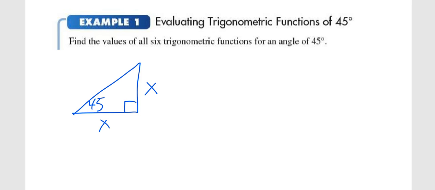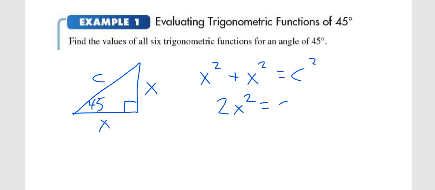You could do the Pythagorean Theorem, right? If you want to call this side C, we can do that. So we'd have x squared plus x squared equals c squared. And what is x squared plus x squared? 2x squared, right? If we count them up. Okay. Yeah, you did the multiplication thing. All right. Now what? How do we get c by itself? What do we do? Square root. All right, so what is c equal to?